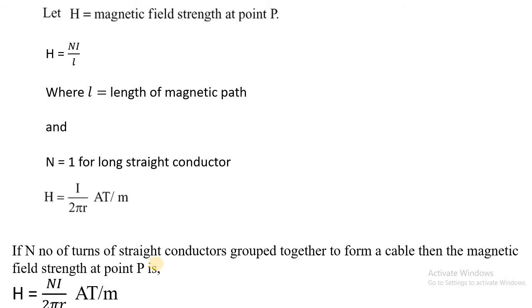That is the nature of the magnetic field in a long straight conductor. If it is a single conductor, it is capital H equal to I upon 2 pi r. If it is multiple, then capital H is equal to Ni upon 2 pi r ampere turn per meter. Okay? Yes, ma'am. Can I move further? Second case. Okay.